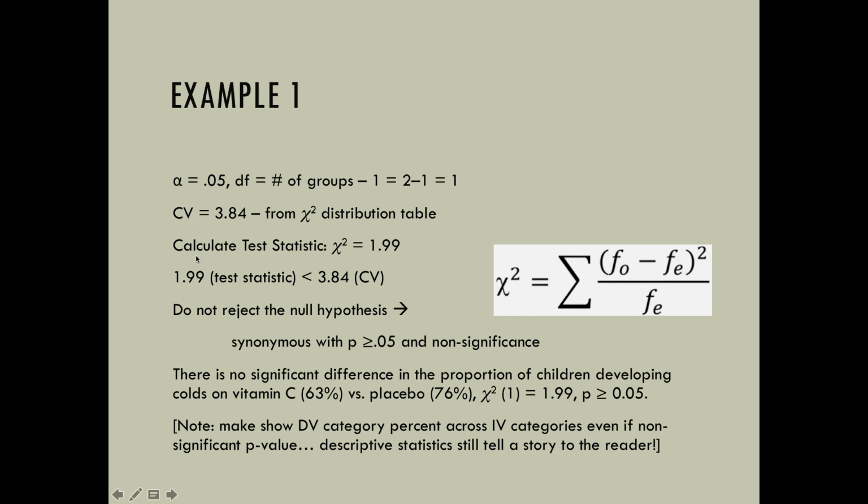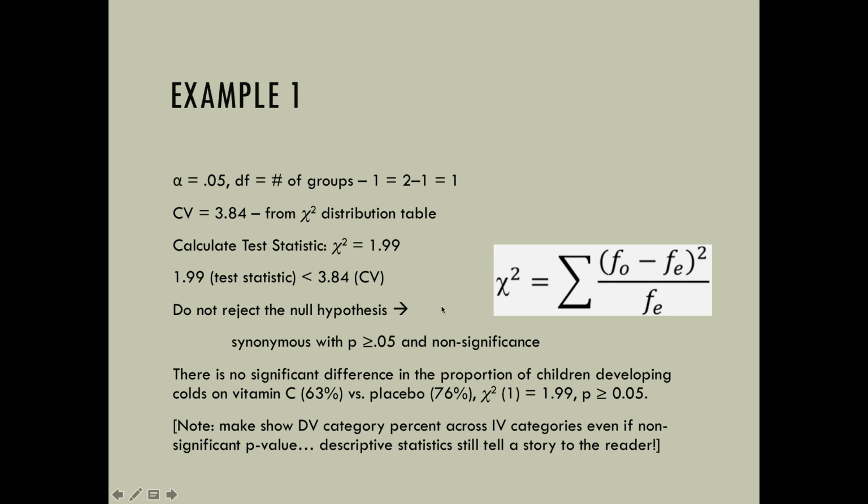Cool. Then we calculate the test statistic with the lovely formula. Isn't that great? Doesn't that look beautiful? We don't want to do that. That takes so much time. So we find out that the test statistic is 1.99 because magically we did all that math really fast. Since our test statistic is less than that critical value, we do not reject the null hypothesis.